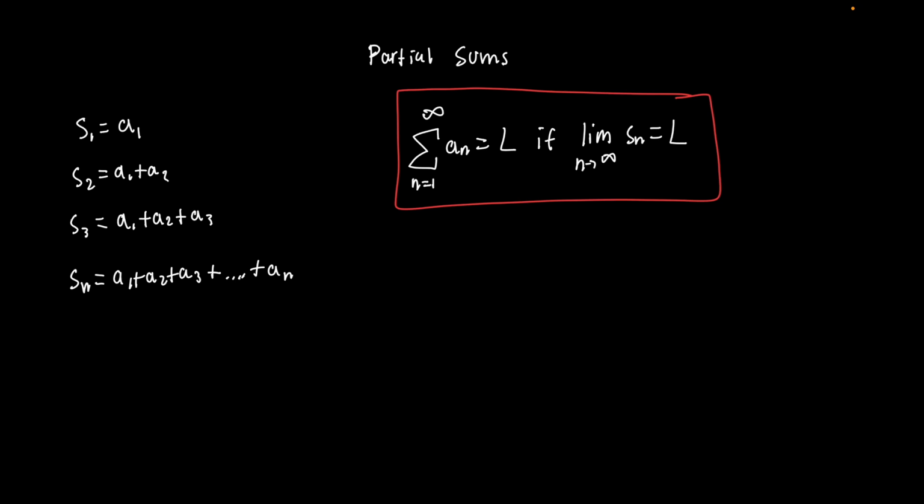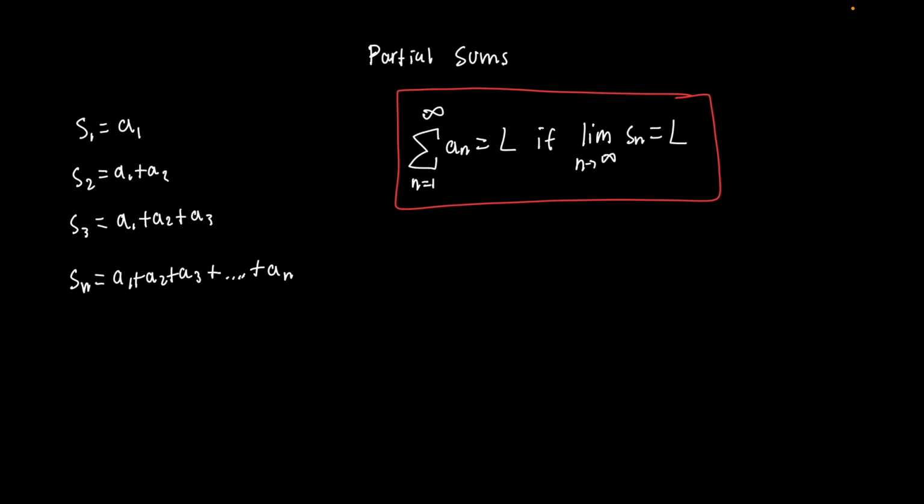A lot of people get confused, so let me try clearing this up. In a series, there are two different things. There are the terms, which are the pieces you add. For example, for the third partial sum, you add the first, second, and third terms. And then there are the partial sums, which are the running totals.